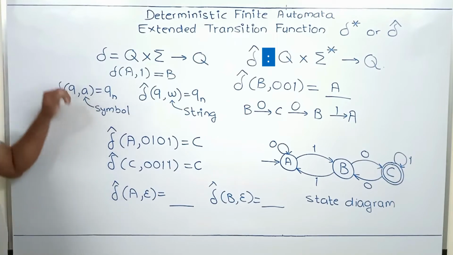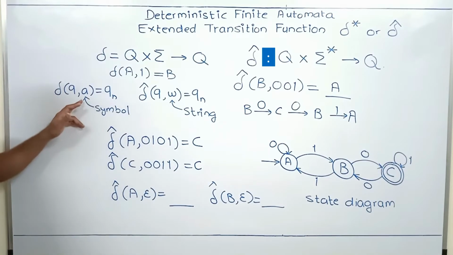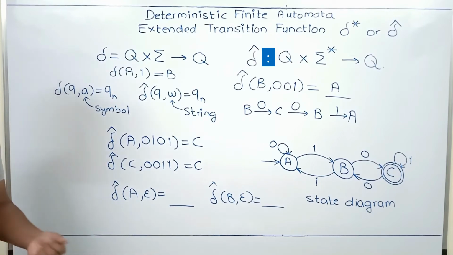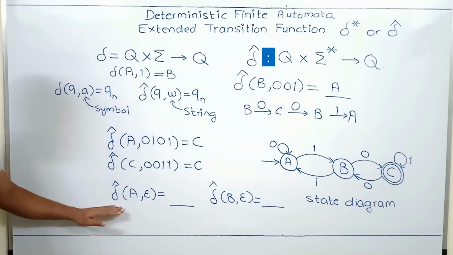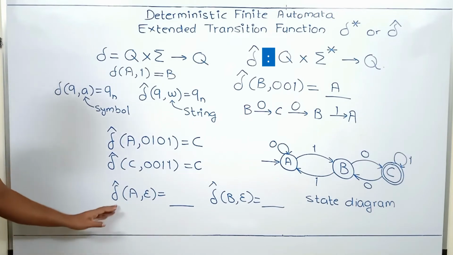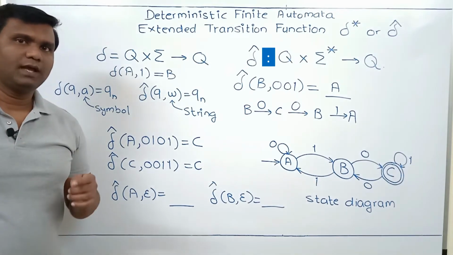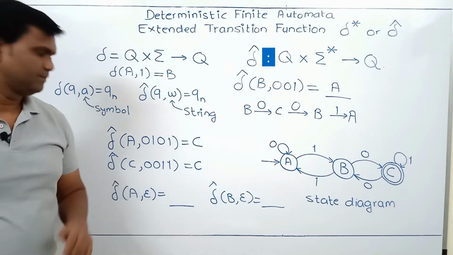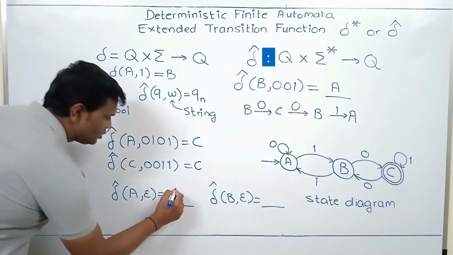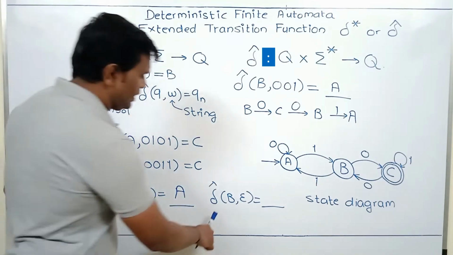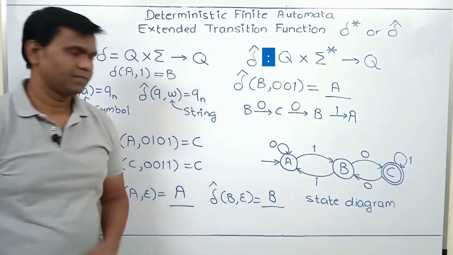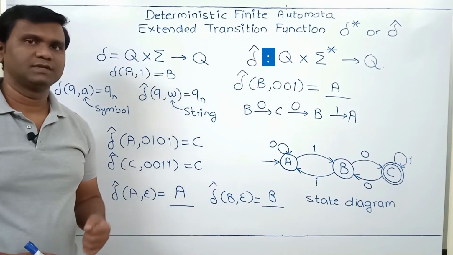Now again, in simple transition function, you can process a symbol. Here you have to process a string. Epsilon is empty string. So you should know what is extended transition function while processing epsilon. So what is delta cap(A, epsilon)? For any state, if you process epsilon, you remain in the same state. So A on epsilon, you get A itself. Delta cap(B, epsilon), you get B itself. So this is about extended transition function.